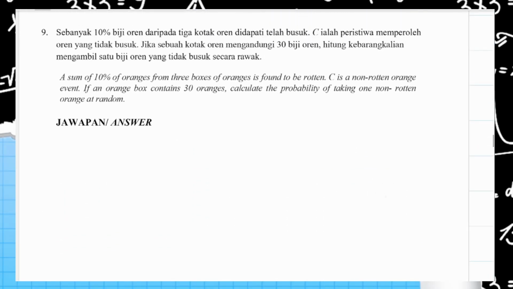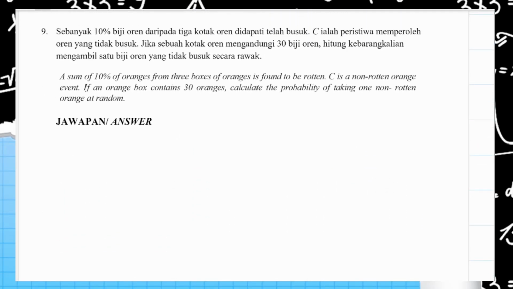Okay, we proceed to the next question. Okay, for question 9. A sum of 10% of oranges from 3 boxes of oranges is found to be rotten. Okay, 10% rotten. C is a non-rotten orange event. Okay, if an orange box contains 30 oranges, calculate the probability of taking one non-rotten orange at random.